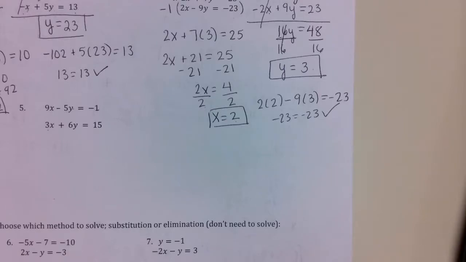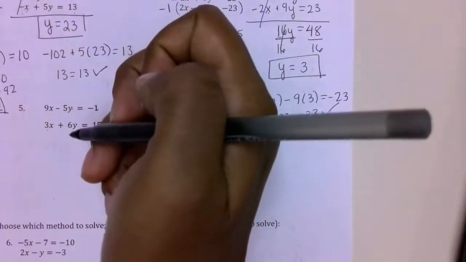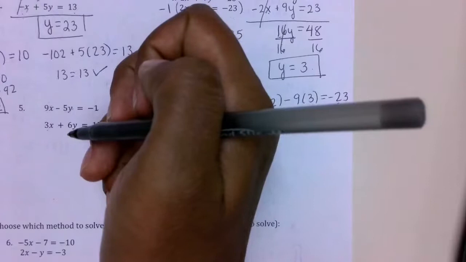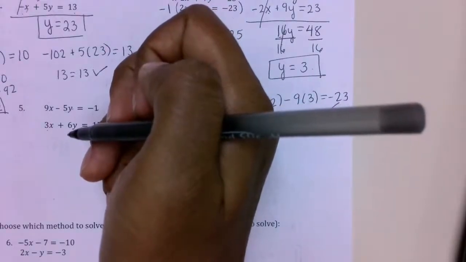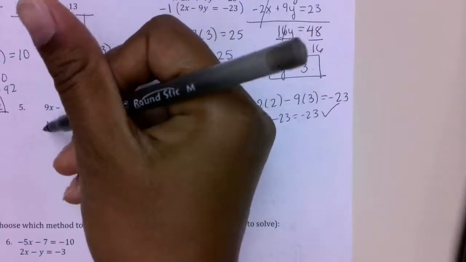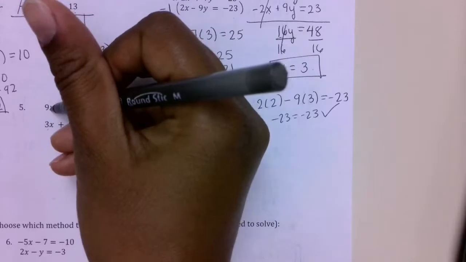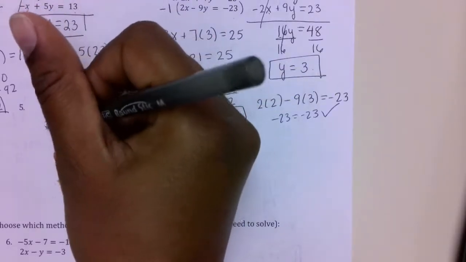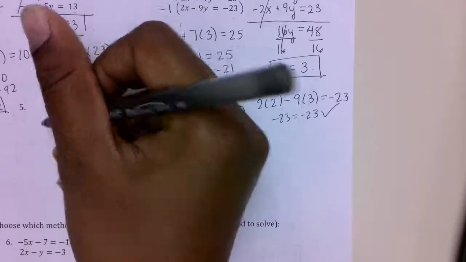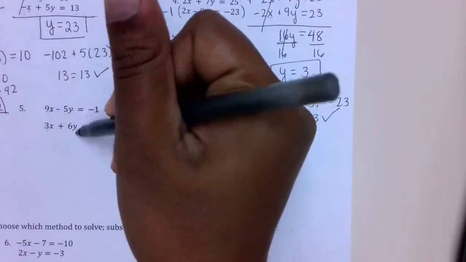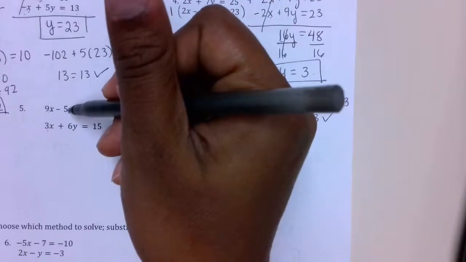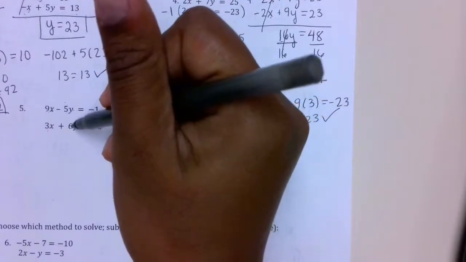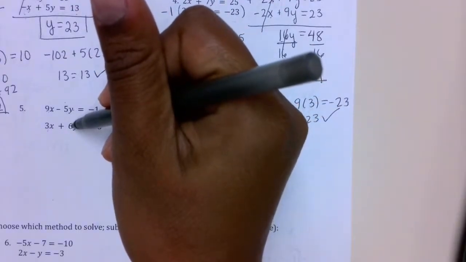So let's look at the x's first, so 3 and 9. You're going to ask yourself, what's the lowest common multiple? In other words, what's the smallest number that both 3 and 9 can go into? And that number is 9, because 9 goes into 9 and 3 goes into 9. Then you're going to ask yourself the same thing about the y. So what's the smallest number that both negative 5 and 6 can go into? And that's going to be 30.